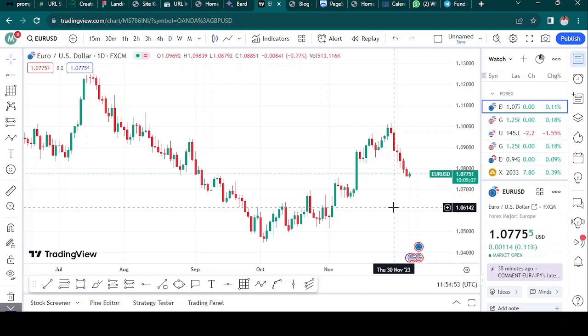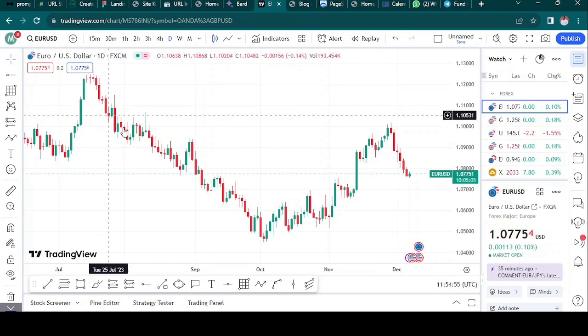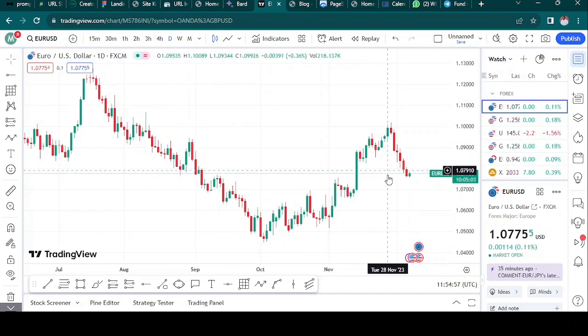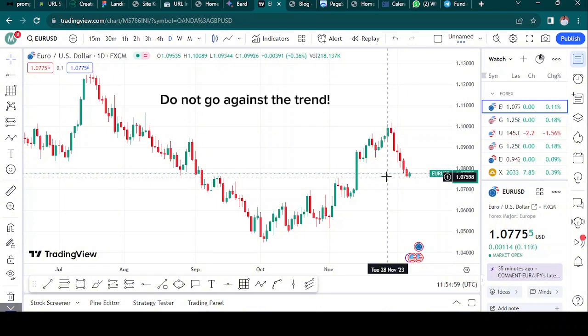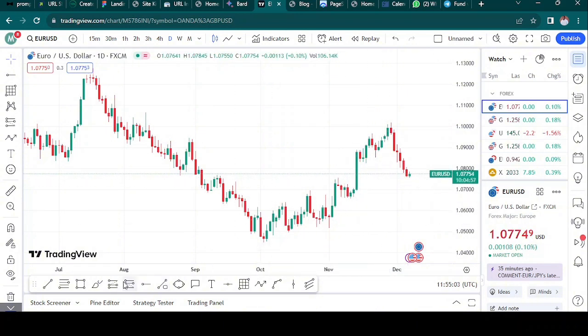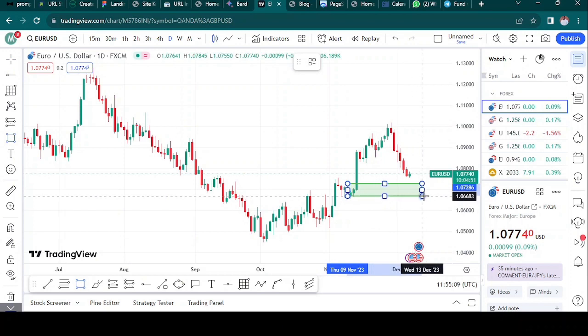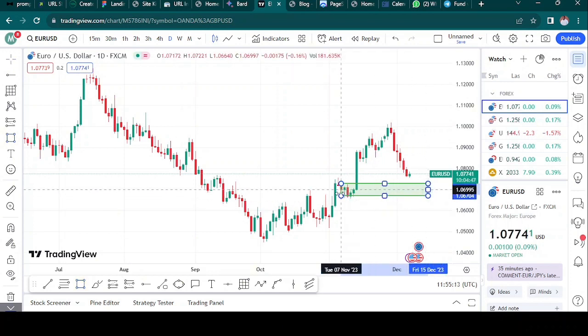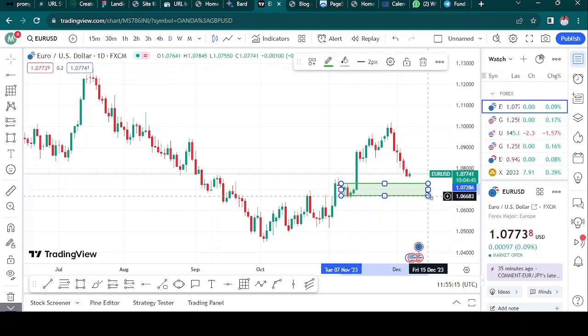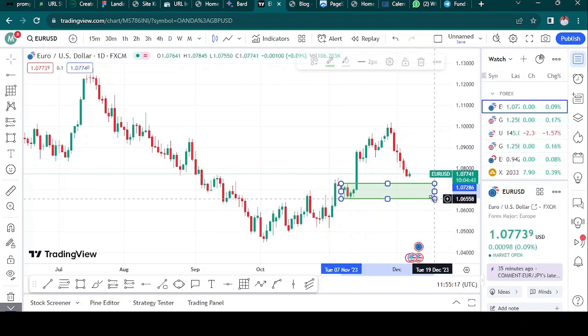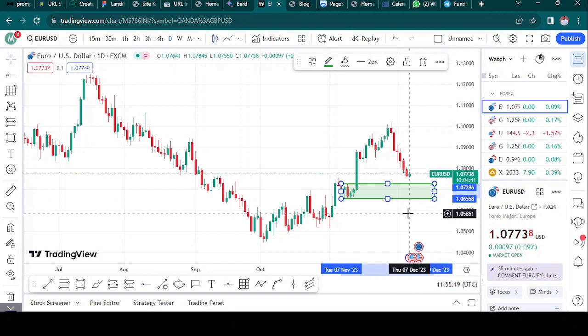So let's identify the trend. We spot out we have a downtrend. That's the first thing to spot out. And the second thing to look out for is to mark out structures. Now if we are marking out structure on this daily time frame, we have this demand zone. So that's the demand zone. Okay, so that's my demand zone. So we have that demand zone on the daily time frame.